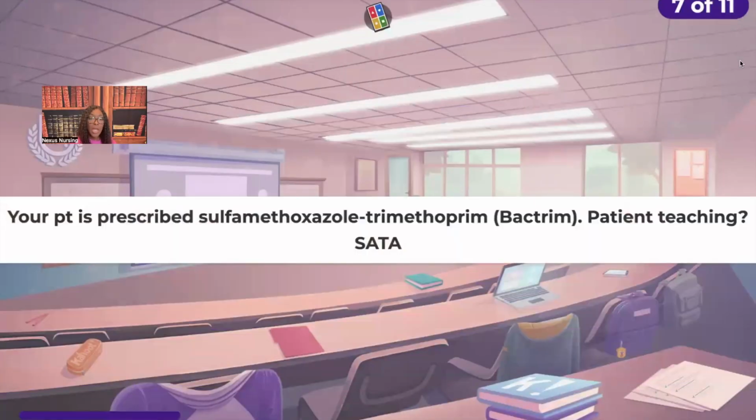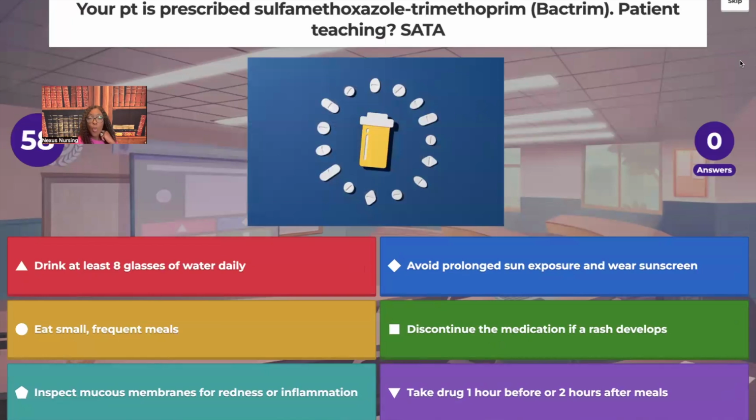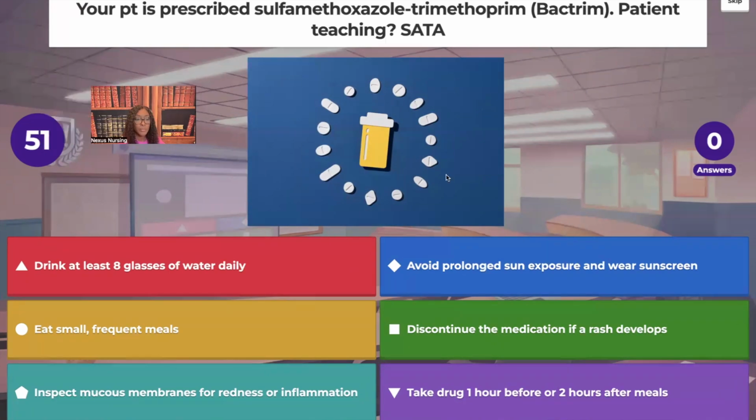Select all that apply. Your patient is prescribed Bactrim. I'll call it by its trade name. What patient teaching are you going to provide regarding this drug? Here are your options. Drink at least 8 glasses of water daily. Avoid prolonged sun exposure and wear sunscreen. Eat small, frequent meals. Discontinue the medication if a rash develops. Inspect mucous membranes for redness or inflammation. Take the drug 1 hour before or 2 hours after meals.